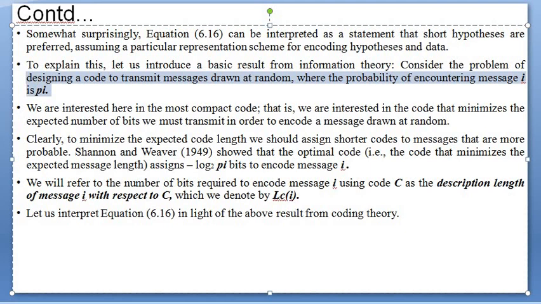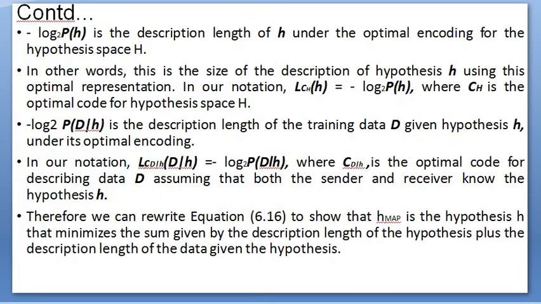Okay. So using this theory we can rewrite our equation. As you can see, we can explain this term also: minus log to the base 2 of P(h) is the description length of h under the optimal encoding. Remember, optimal is always the minimum value which can satisfy our hypothesis. In other words, it is the size of the description of hypothesis h using this optimal representation. In our notation, L_CH(h) is equal to minus log to the base 2 of P(h).